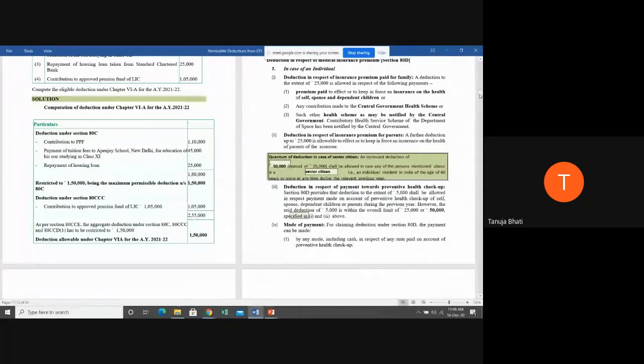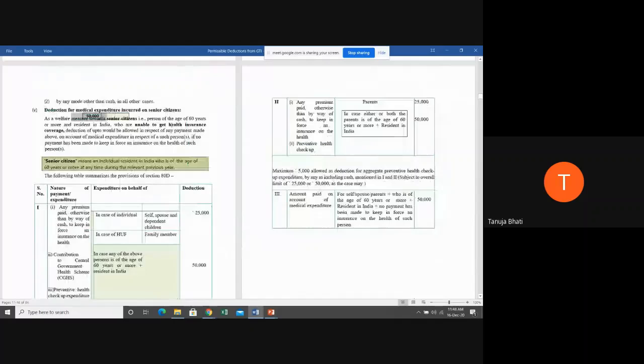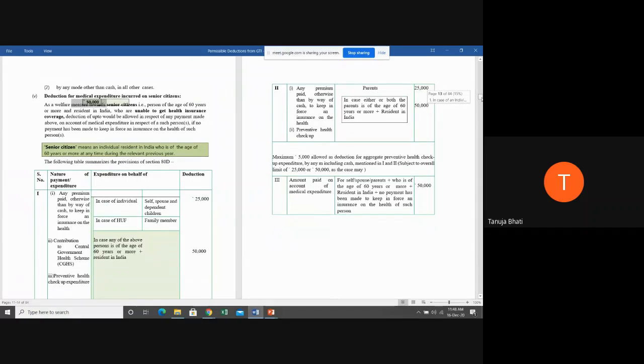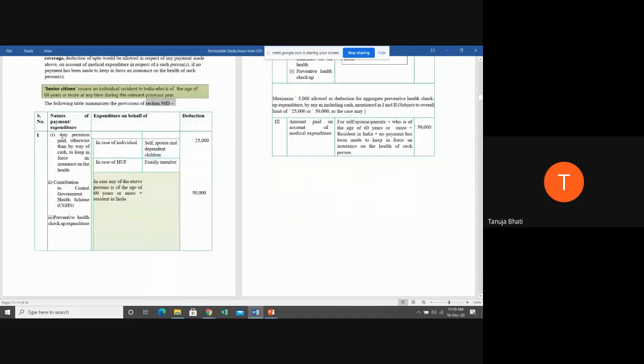But other premiums you have to pay in any mode other than cash. And suppose medical insurance is not taken and any medical expenditure is incurred by the individual, then a deduction of 50,000 rupees he can claim. So let us see the summary of section 80D.